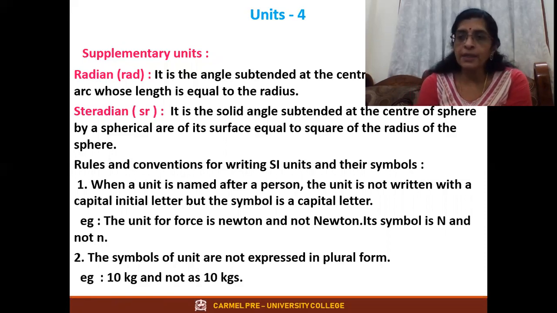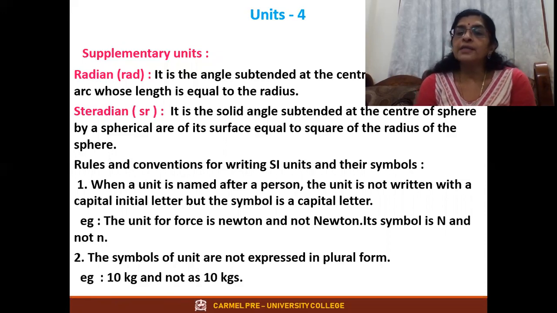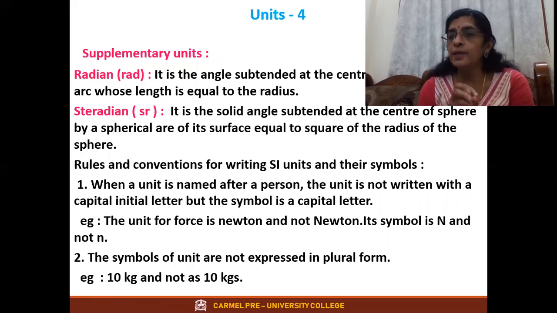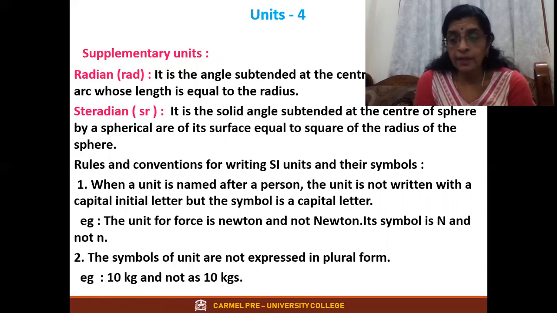So 7 fundamental and 2 base units are there. Now, rules and conventions for writing SI units. I told you SI units is the common one wherever, whichever country you go, either United States, US or UK or China or even in India. We are using only the same. The whole system of units will be the same thing. Whatever you are representing, it should be only one unit, right? It cannot be different units.